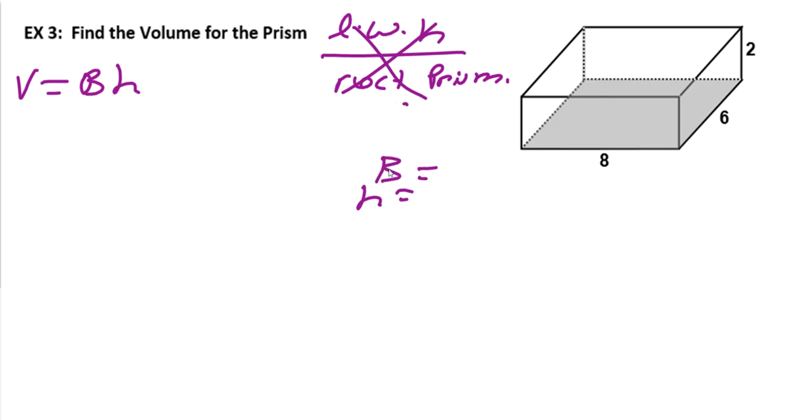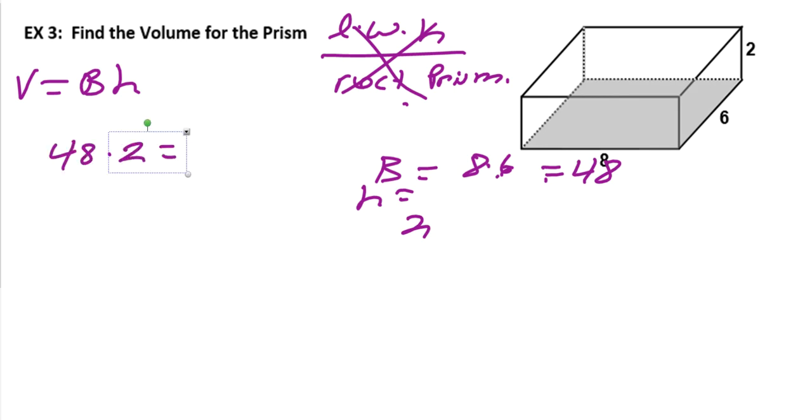Now, big B can get a little complicated if we're dealing with some unusual polygons. But here we have a pretty basic one. So big B is nothing more than 48 because 8 times 6 is equal to 48. Okay? And my height is what connects. The height is 2. So basically we have 48 times 2 is equal to 96. And that's going to be cubic. 96 units cubed.